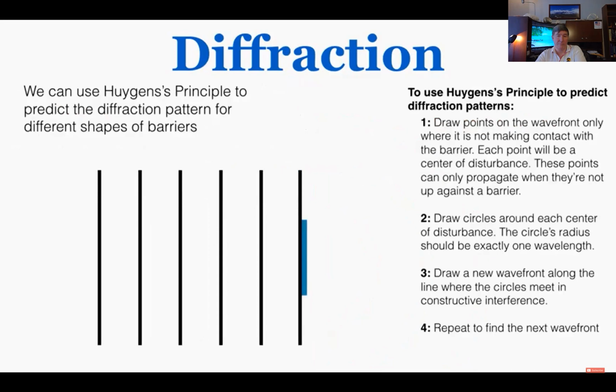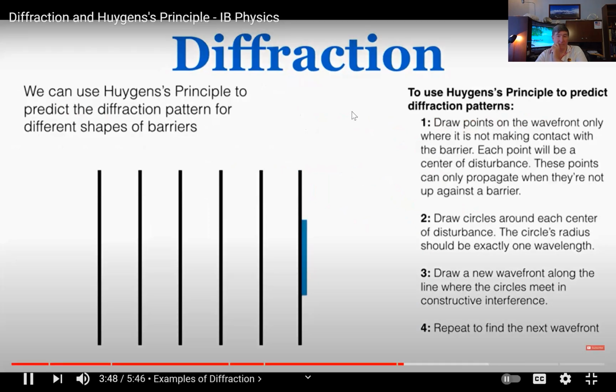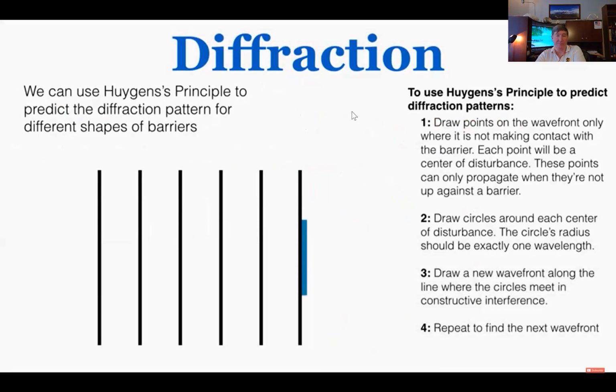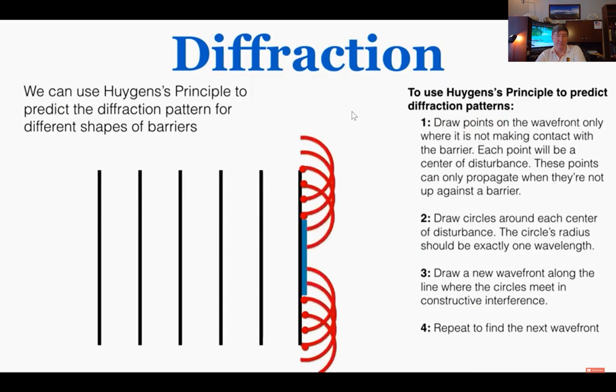We can use Huygens' principle to predict the diffraction pattern for different shapes of barriers. To use Huygens' principle to predict diffraction patterns, we're going to start by drawing points on the wavefront only where it is not making contact with the barrier. Each point will be a center of disturbance. These points can only propagate when they're not up against a barrier. So I'm only going to draw points where there is no barrier. Next, draw circles around each center of disturbance. The circle's radius should be exactly one wavelength. So if I draw those circles, this is what that looks like.